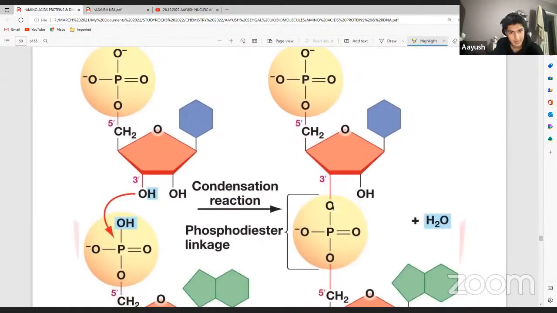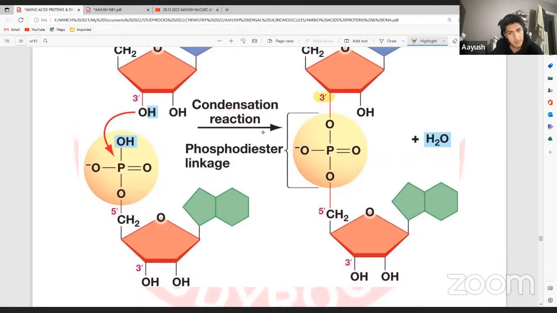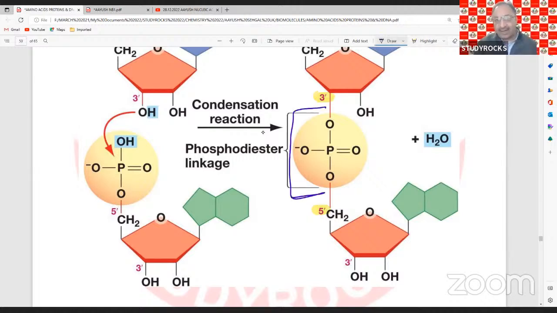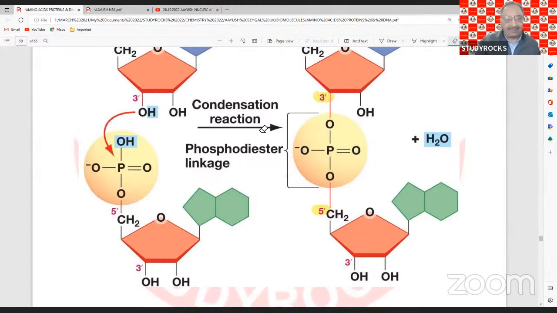Now here I have shown how they join. This is the 3 dash end of one side and this is the 5 dash end of the other side. That makes sense. And this bond linking them together is called phosphodiester linkage. Is it clear to you? Now on one side, I'm showing it like this.